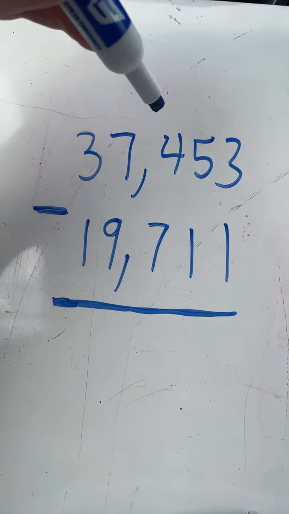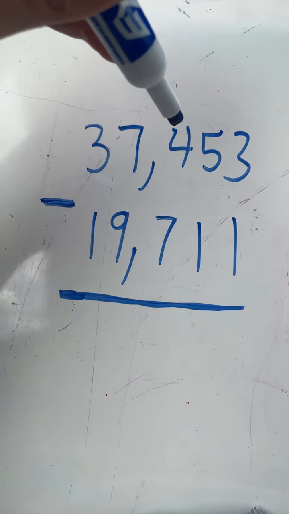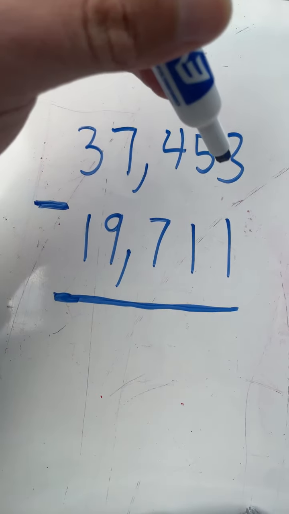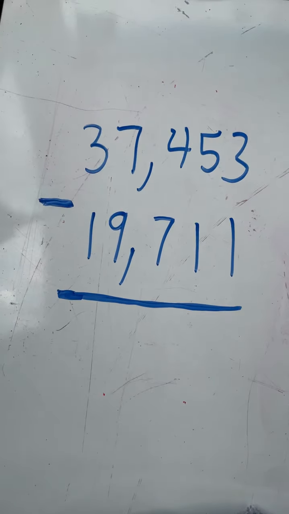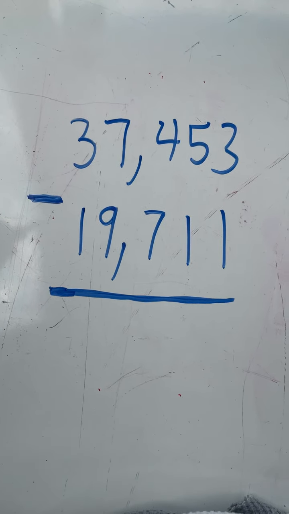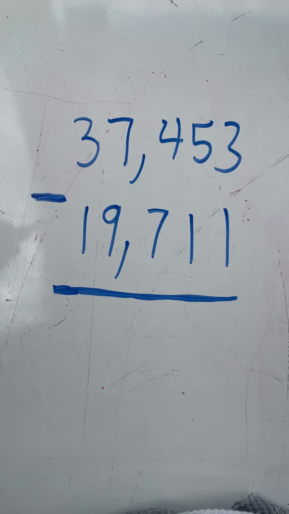In the hundreds place, regrouping is also needed. You cannot start out with 4 and take away 7. 5 is greater than 1. 3 is greater than 1 also. So we need to regroup in the thousands place and the hundreds place. So we're going to do all our regrouping before we do any subtraction.